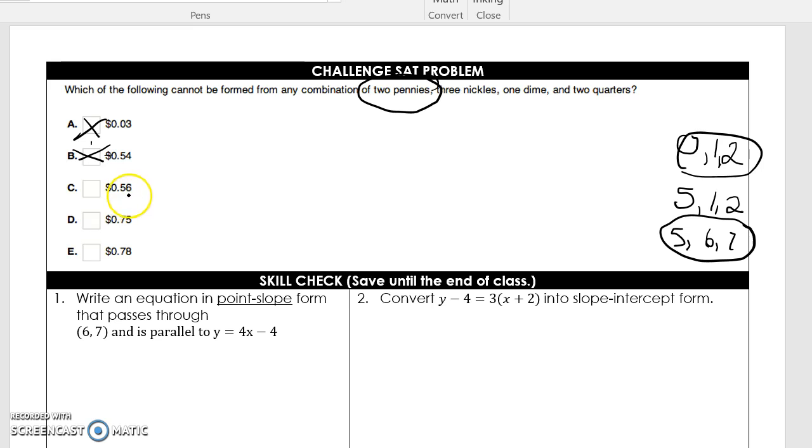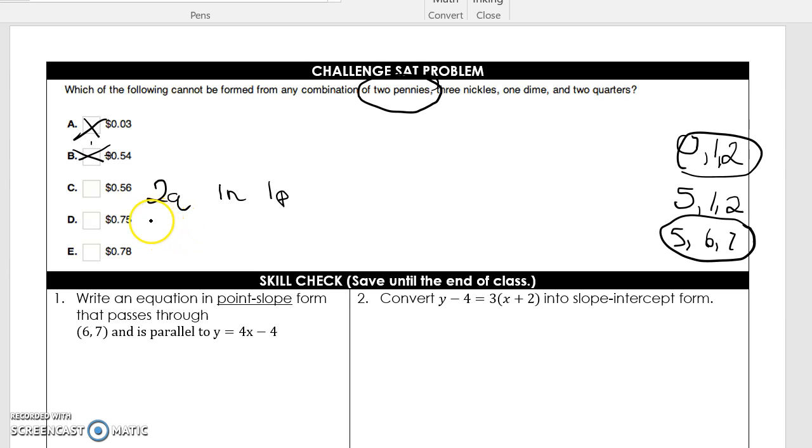Can you get 56? Well, that's doable. You'd have 2 quarters, right? So that's 50. Then you could have 1 nickel, which is 55, and then you could have 1 penny, and you would get 56, so that's doable.